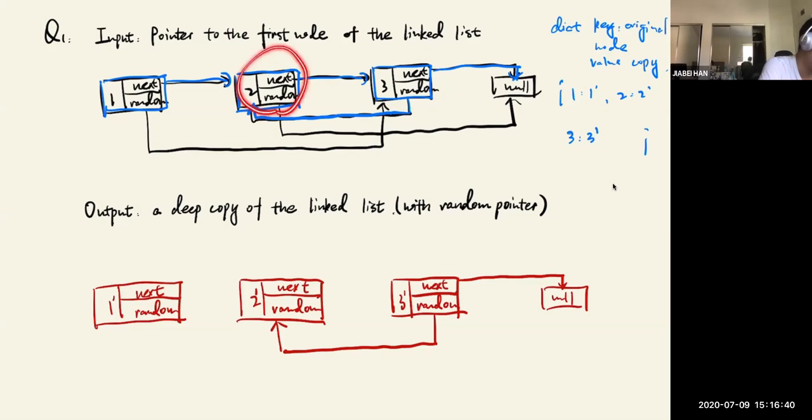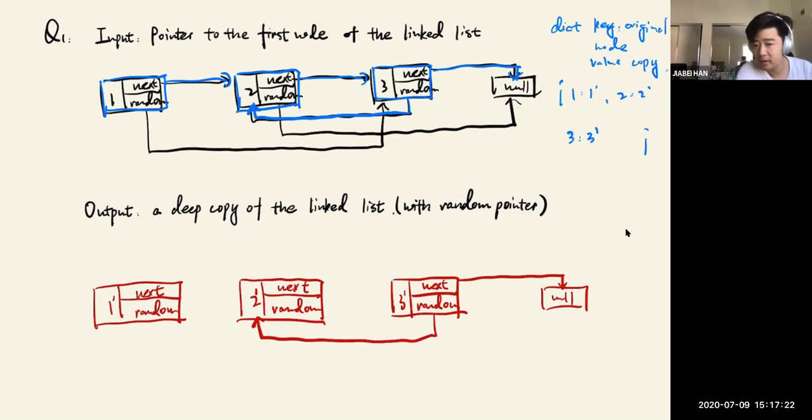And then we go back to the node with value 2. Since we finished everything with the node of value 3, we will return 3 prime to the function that called the DFS algorithm, since we called 3 at node 2. This is just a drawing problem: 3 prime's random pointer actually points to 2 prime. Let me write it more clearly, point to 2 prime. Okay, and since we returned 3 prime to the previous recursive call, the next pointer of 2 prime will point to 3 prime.